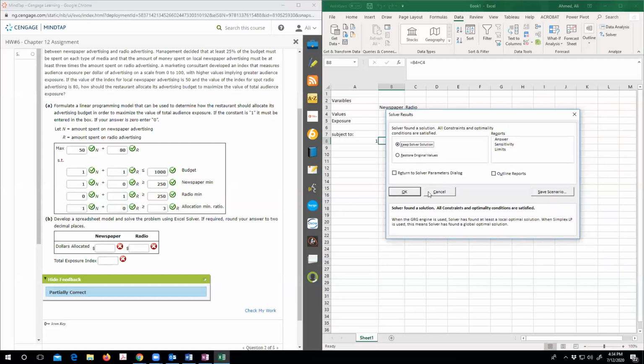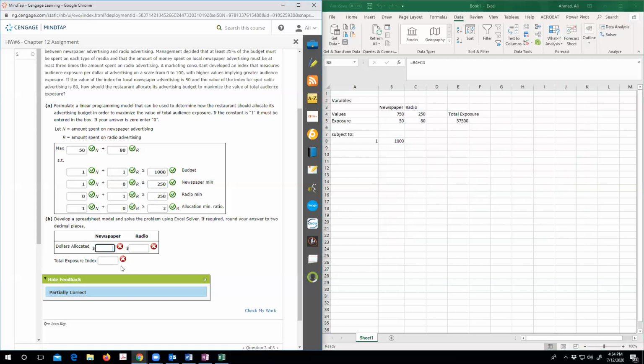Let's try to solve this. So it actually gave us our answer, and it says we should allocate 750 here and 250 here. These two were 0, 0 in the beginning, but now they have the optimal solution. And as we said, it should be less than or equal to 1000, so we put this one just b plus 4. So it took the values from here. And the maximum is 75700.